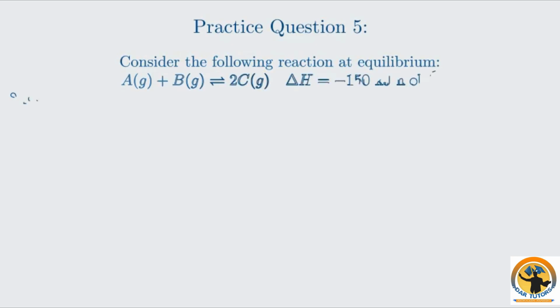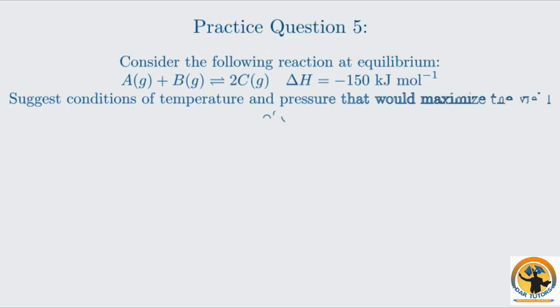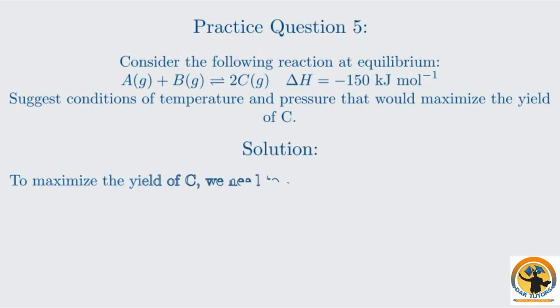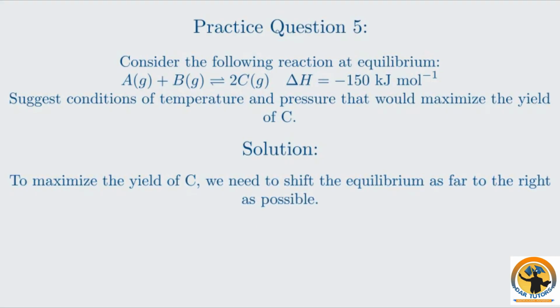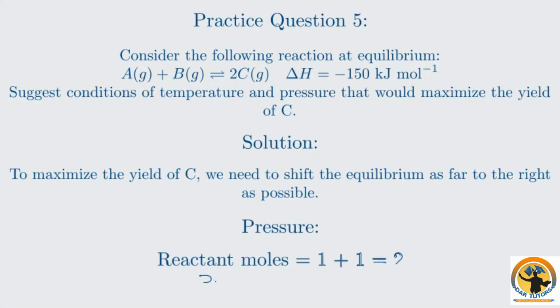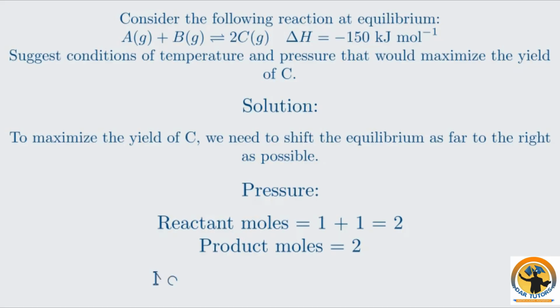Question 5 provides a reaction and asks us to determine the conditions that would maximize the yield of product C. Solution. To maximize the yield of C, we need to shift the equilibrium as far to the right as possible. First, let's consider pressure. On the reactant side, we have 1 mole of A plus 1 mole of B, totaling 2 moles of gas. On the product side, we have 2 moles of C.